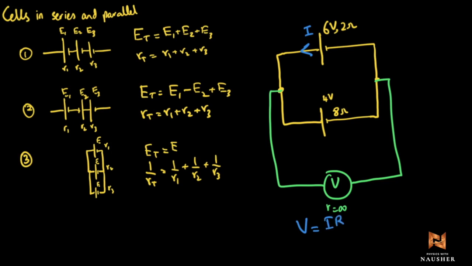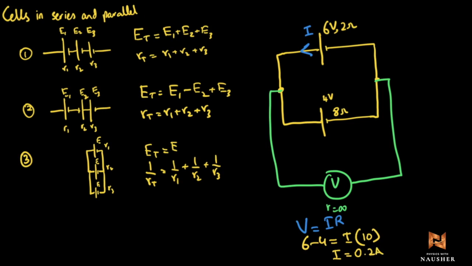Since I have two sources and they're opposing each other, do I add them or subtract them? I subtract them. So I do 6 minus 4 is equal to the current. And what's the total resistance it went through? 8 plus 2, 10. So the current is going to be 0.2 amperes. I hope you're with me.